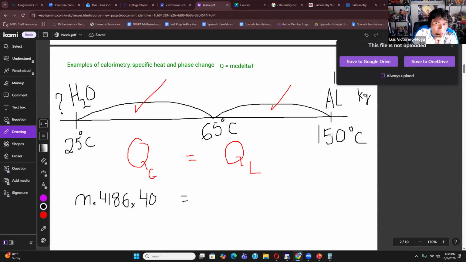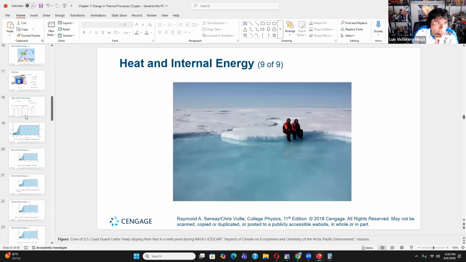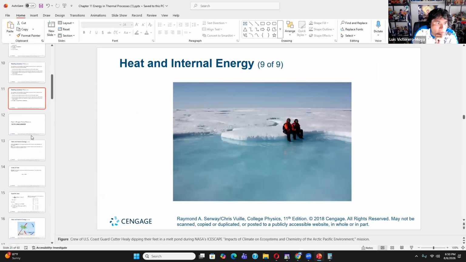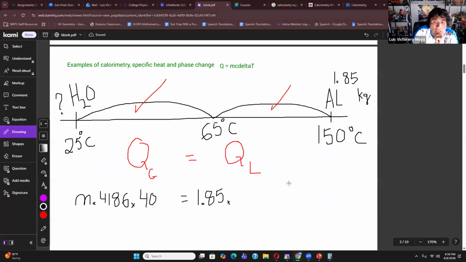And then Q lost by this. So mass of aluminum, 1.85. Specific heat of aluminum, 900. If you don't remember, you can just go to the table. Aluminum, 900. And change in temperature, 150 minus 65 is, wait, 85, sorry, 85.